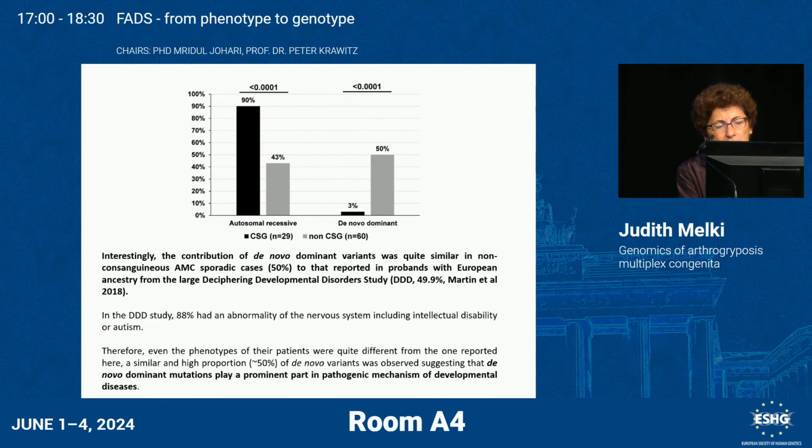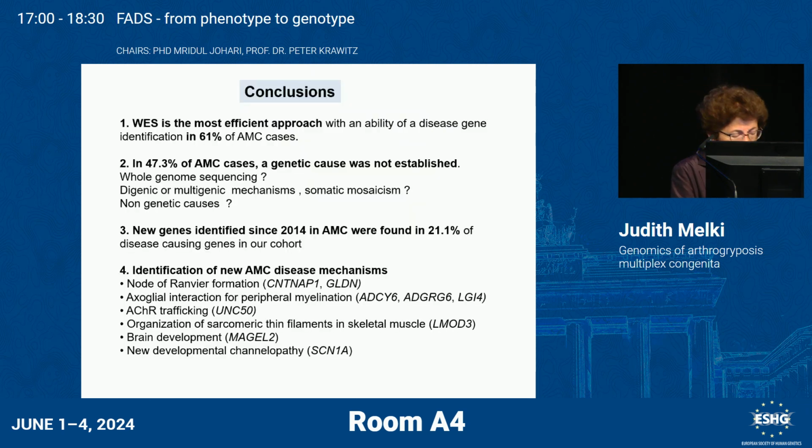And so that means that even the phenotype of their patients, in this cohort a similar and high proportion of de novo mutations, 50%, was observed, suggesting that de novo dominant mutations play a prominent part in the pathogenic mechanism of developmental disease. So in conclusion, whole exome sequencing is the most efficient approach, with an ability for disease gene identification in 61% of patients.